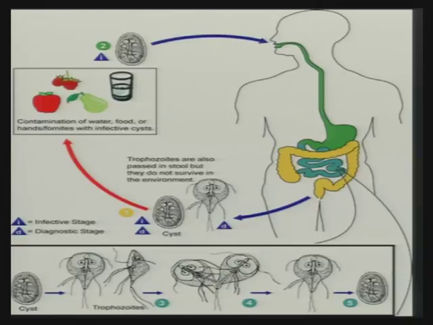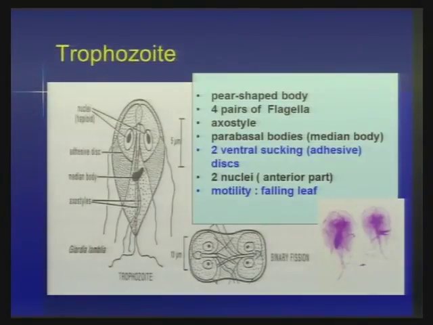Everywhere, because the cyst can contaminate water and food, and this is the infective stage, which passes in the stool. So fecal-oral transmission can occur, right? Because this is the infective stage in the stool. Once you understand it, you know how they can spread.